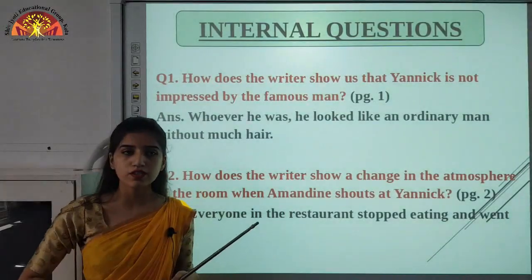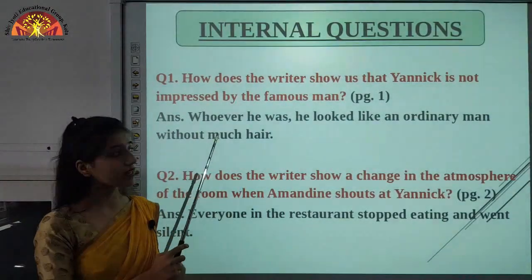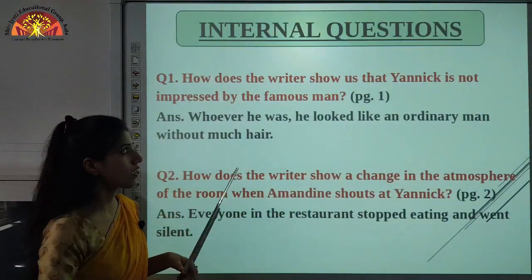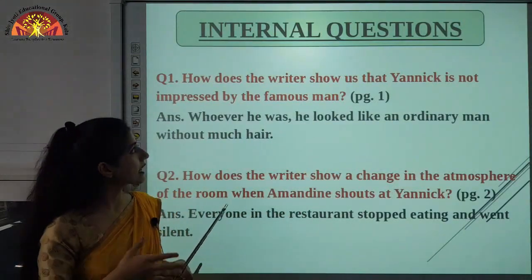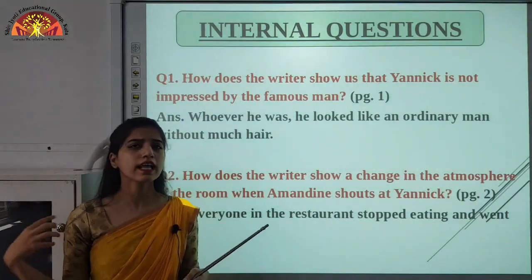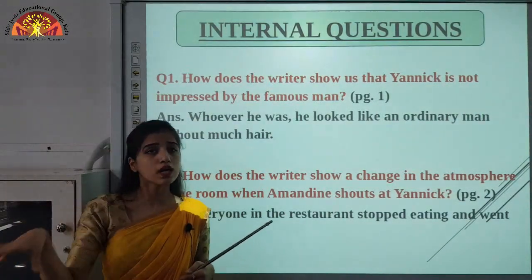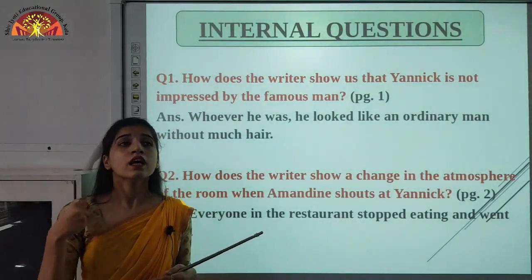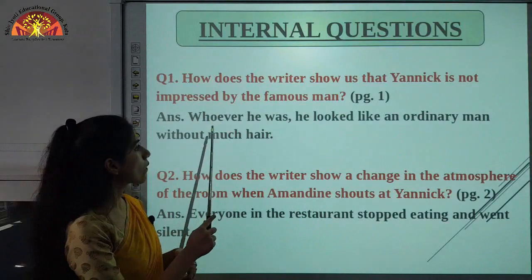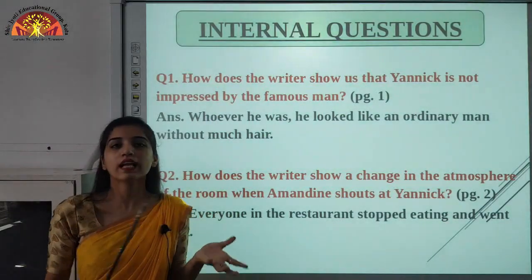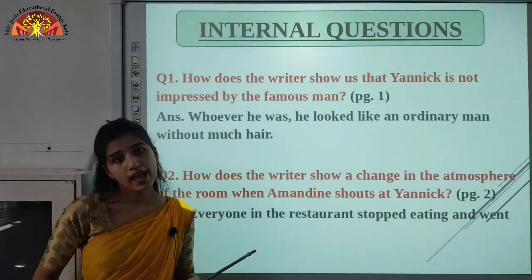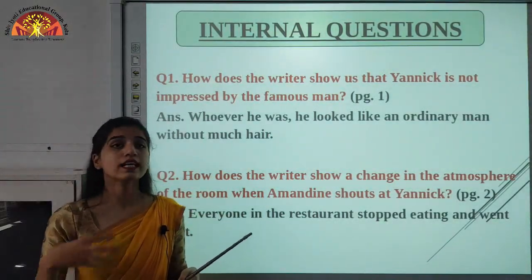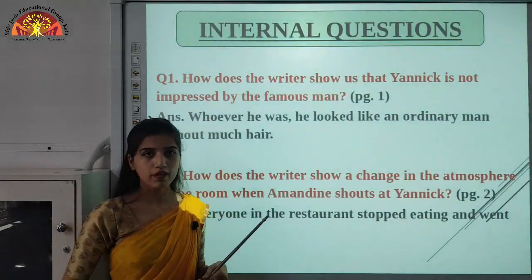This is your first internal question, and the answer to this one is, whoever he was, he looked like an ordinary man without much hair. So the writer shows us that Yannick is not impressed by the famous man. He was curious about who that famous man was, but he was not very much impressed because he hadn't even come across that man. So whoever he was, he just thought that he looked like an ordinary man without much hair. That was just the normal thing that shows that he was not impressed by the famous man.